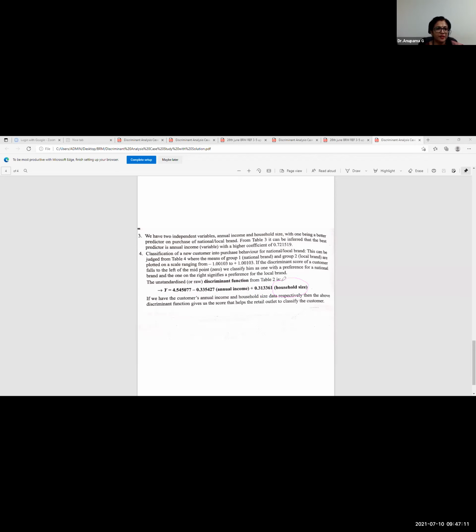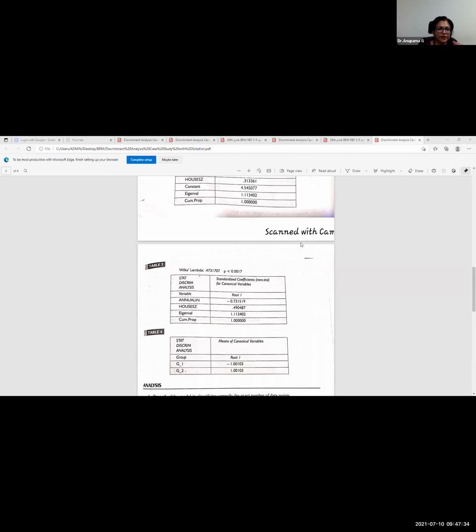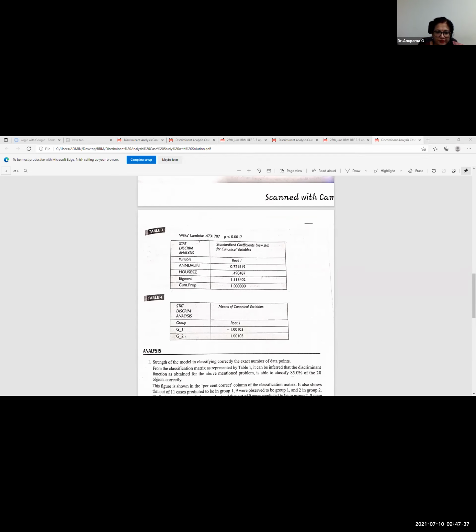Which means if you use this model and you have the annual income of a customer, you put it into this, put the household size into this equation, you will get the Y function. The Y function, whether to categorize into 1 or 2, whichever is the categorization requirement, you will get it from the score here, which is given. I'll just highlight it here. All right. So you have to add up and find out the value of the Y score, and you will have to take it from here. Are you getting it? So from the means of the canonical variable.